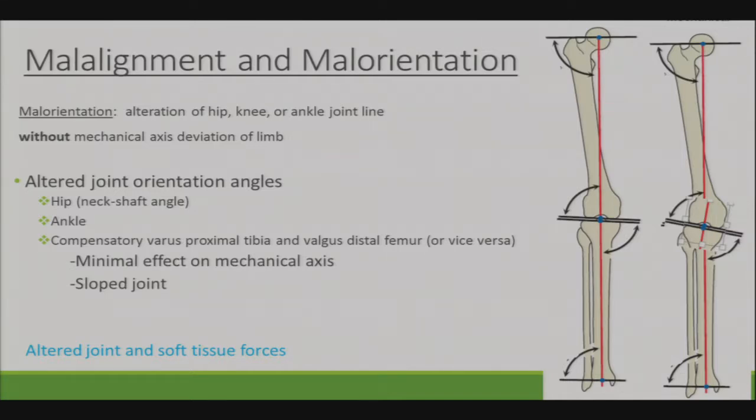and that alters the forces on the soft tissue. Similarly, if you see the ankle joint as the distal end of this mechanical axis, you can rotate the ankle to face in varus or valgus, and it doesn't affect the mechanical axis, but it certainly affects the forces across the ankle joint.